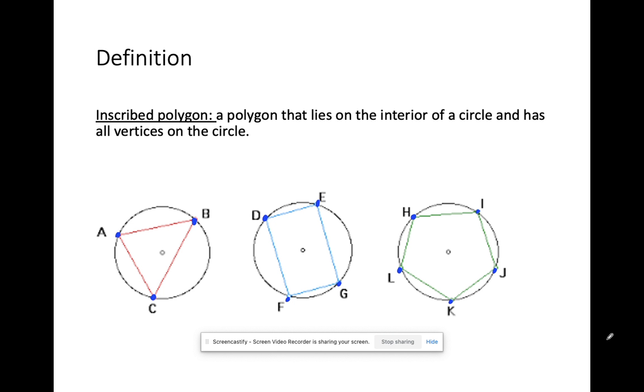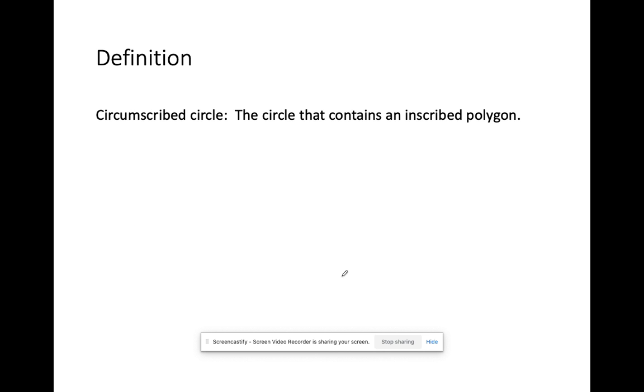So we've got inscribed polygons coming up next. An inscribed polygon is just any polygon that's inside of the circle and that all vertices are on the circle. So it is important you see over here that all 3 vertices of that triangle or all 4 vertices of this quadrilateral are touching that outside edge of the circle for it to be considered an inscribed polygon. The circle that goes with that inscribed polygon is called the circumscribed circle.